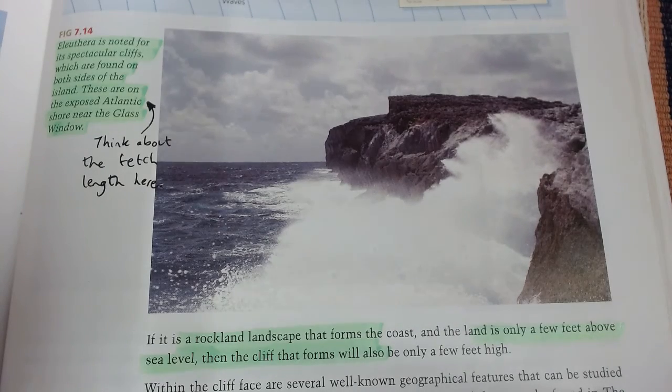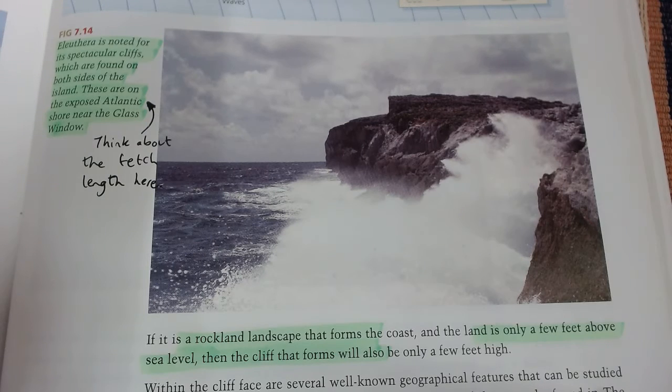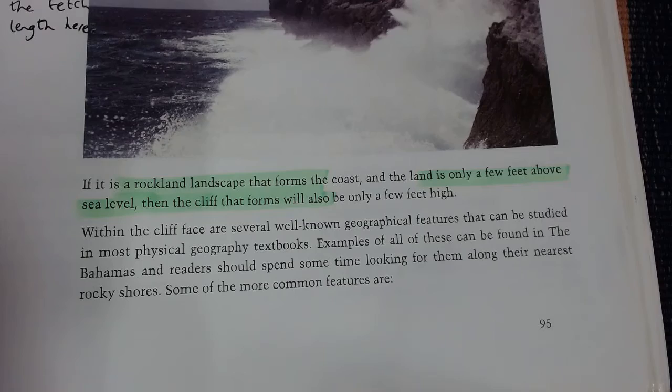Think about the different colours of the ocean on the west and east side of Eleuthera, and that's why you get the cliffs. It's also why Eleuthera is one of the few places in the Bahamas that you can surf. That's why it's got Surfers Beach all down the east coast, because the waves there are much bigger than anything else we experience here.